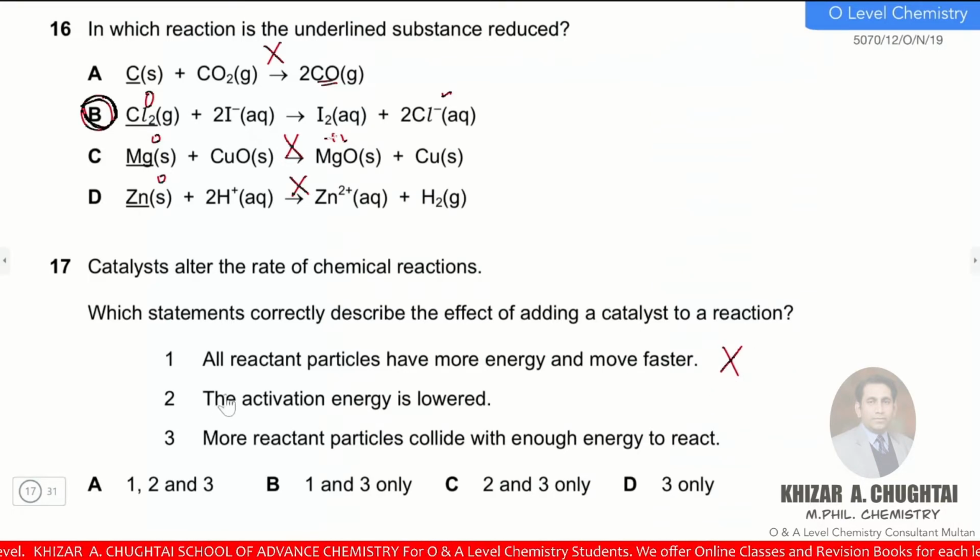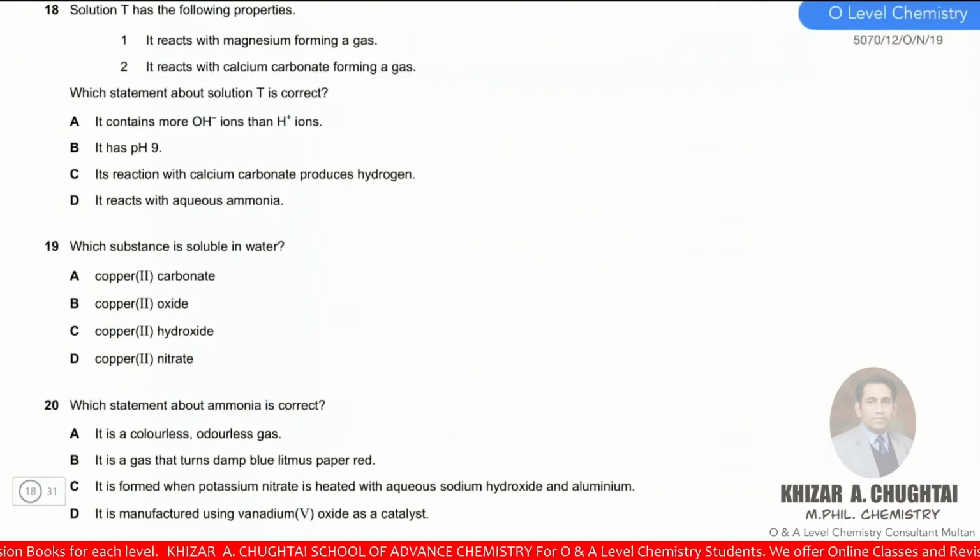Number 2. Activation energy is lowered. Yes, it is true. And more reactant particles collide with enough energy to react. Yes, it is true. So the last two options are the correct options, and you can say that C is the correct one. Overall, C is the correct option, and so on. So come towards the next one.